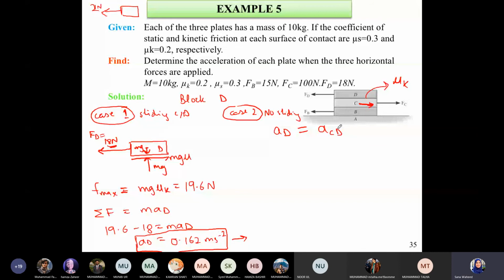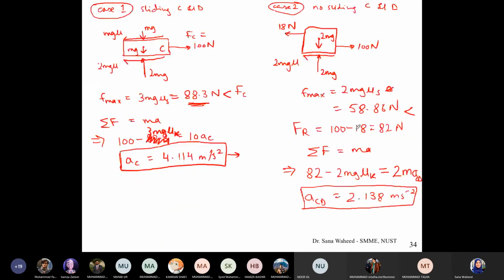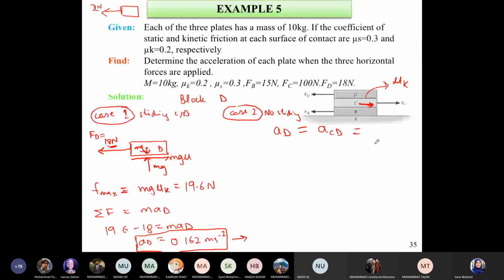So think about that while I just let people know. And what was ACD? Sorry, I should probably write that down. It was 2.138.